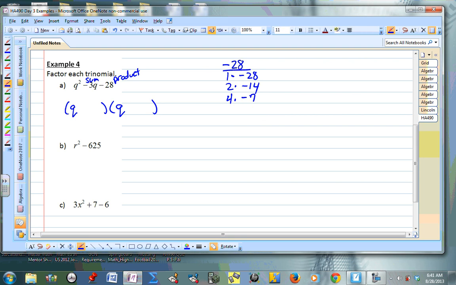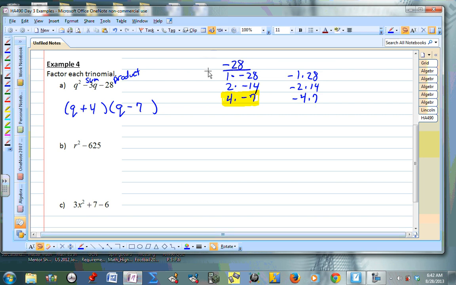Now we just need to consider different signs. For example, negative 1 times positive 28 also equals negative 28, as does negative 2 times 14 and negative 4 times 7. So we want to find which pair of these numbers multiplies to negative 28 and at the same time adds to negative 3. And you can see the pair that fits this description is the 4 and the negative 7. So we can fill in the blanks with a positive 4, plus 4, and the negative 7, minus 7.